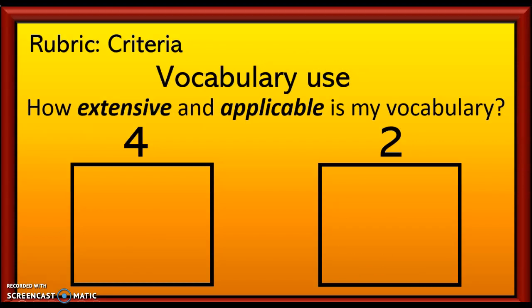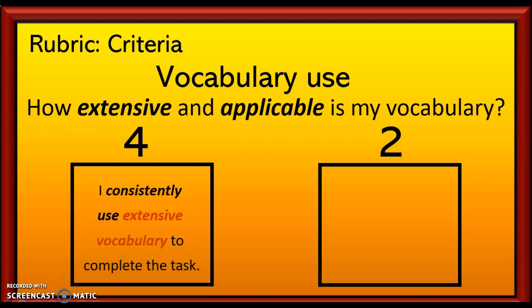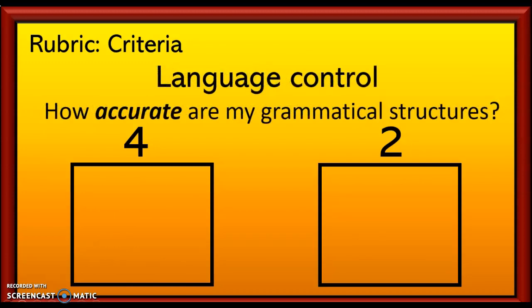Vocabulary use, how extensive and applicable is my vocabulary? A 4, I consistently use extensive vocabulary to complete the task, whereas a 2, I use extremely limited and or repetitive vocabulary. Again, for this particular assessment, we understand that you have not learned a lot of vocabulary yet. So we would not be expecting the same kind of level of vocabulary use as we would later in the year.